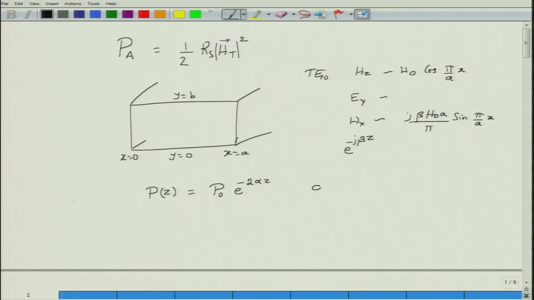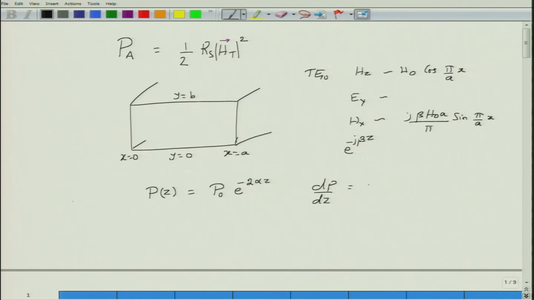So, if you differentiate this with respect to z, what you get on the left is dP by dz, which is the power per unit length along the propagation direction, or the rate at which the power is changing along the propagation direction.